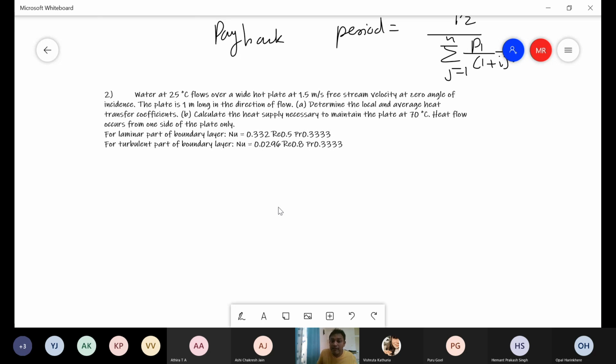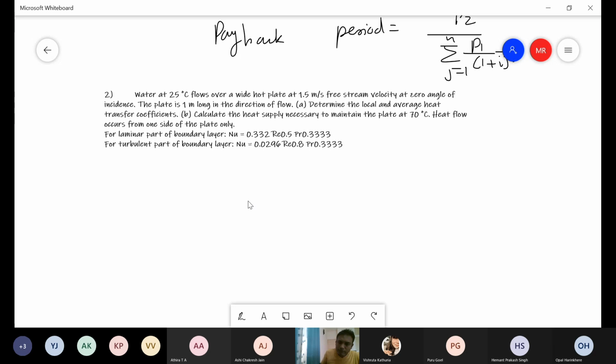Again, when I copy the problem statement from my tutorial sheet to this whiteboard, the superscripts are getting messed up. So please follow the actual tutorial sheet which I have uploaded. Clear? Just for continuity purposes, I generally copy the problem statement here.